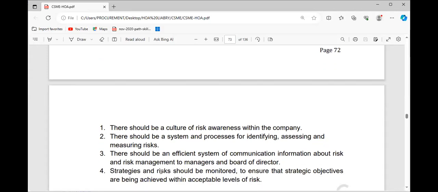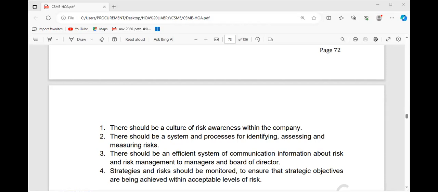There should be an efficient system of communication of information about risk and risk management to managers and the board of directors. It means there should be communication between the staff, between the management, between the board of directors. If you notice that there is a certain risk in an organization, in a particular section, in a particular development, this should be communicated to who? To the board or the management.